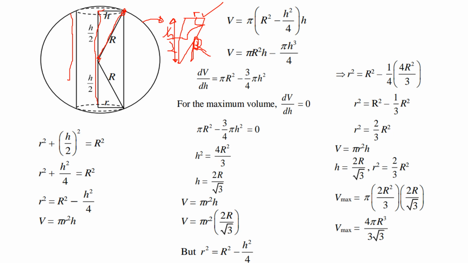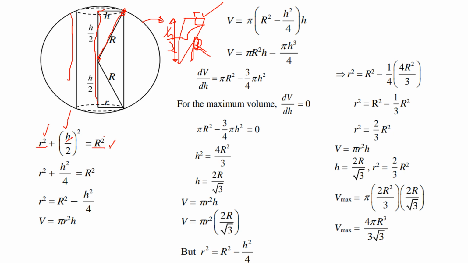So using Pythagoras theorem, we say that to get the hypotenuse, we get the adjacent squared plus the opposite squared being equal to hypotenuse squared. And then I told you that the only variables we have in here are small r and small h.